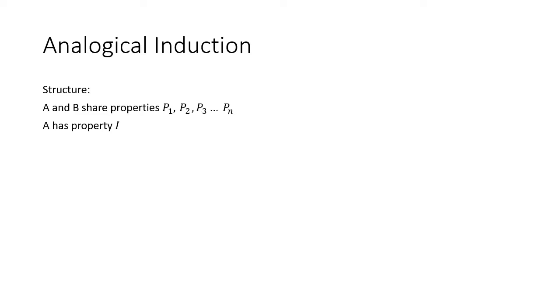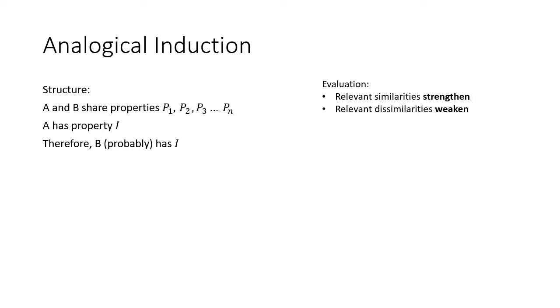So you say that there's a known property that one of them has, and then based on those similarities, and A having this further property of interest, the conclusion is that B probably has it as well. So the more similar that A and B are, the stronger this is going to be. So again, the good ones and the bad ones share the same structure.